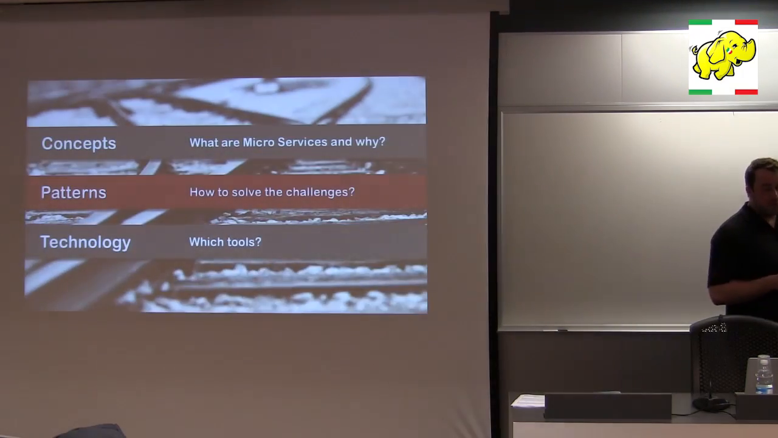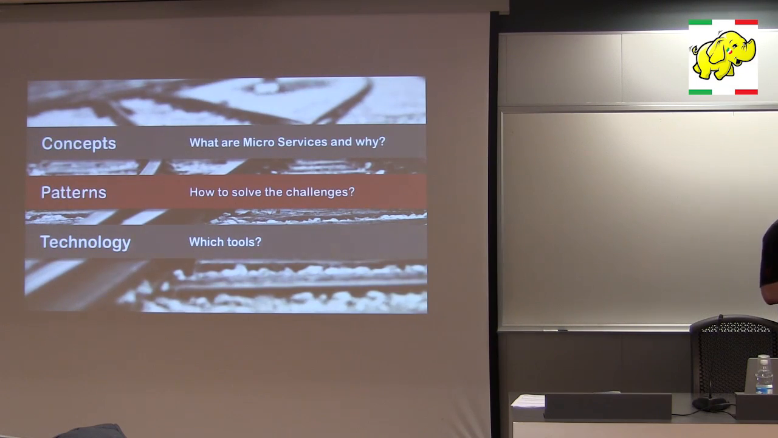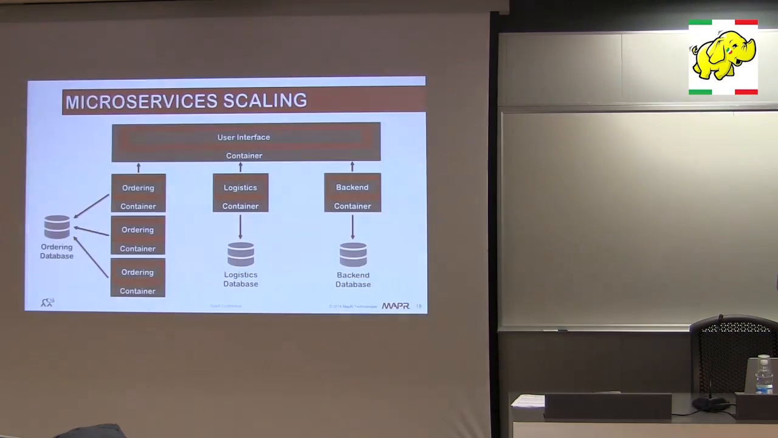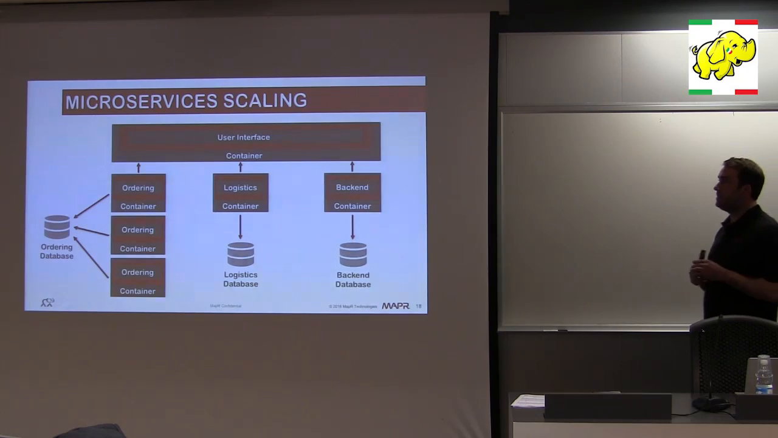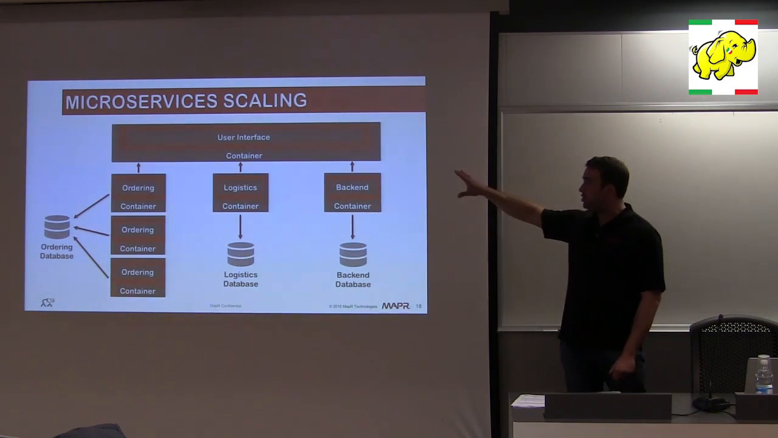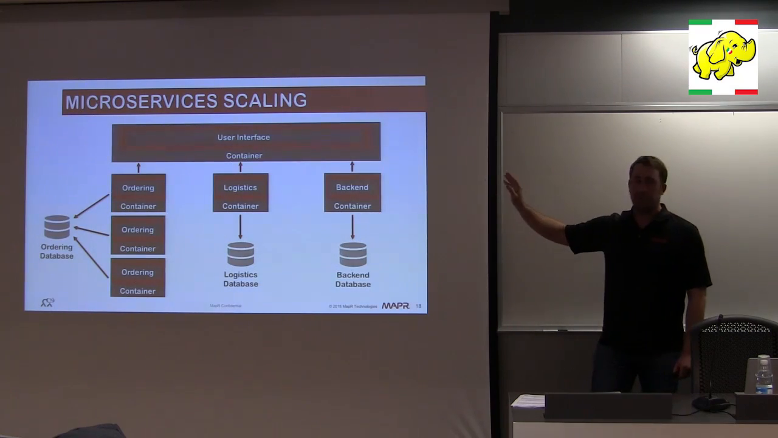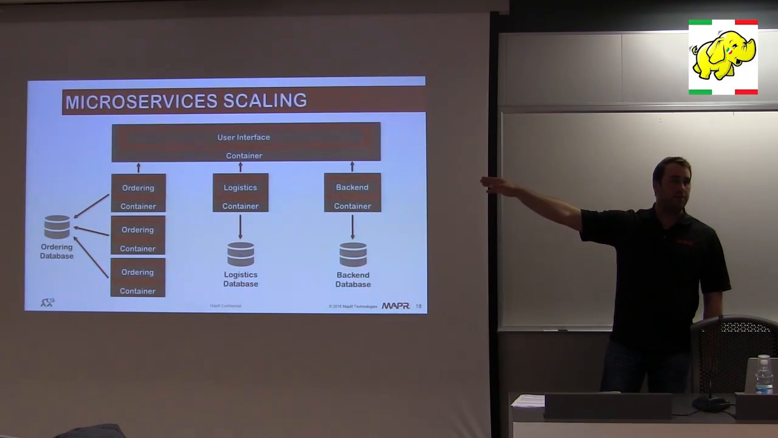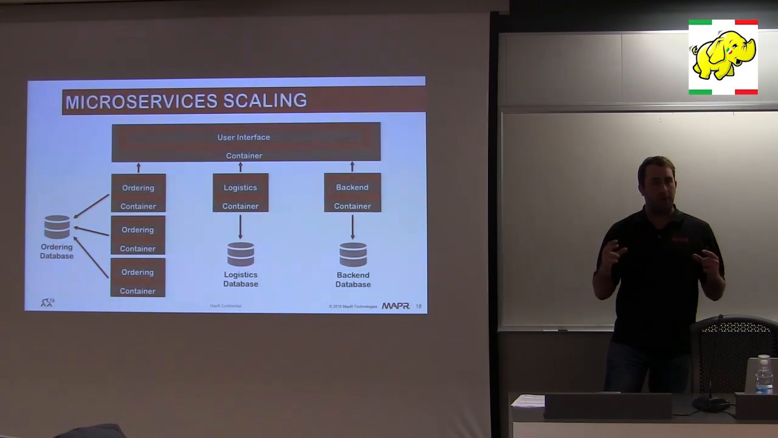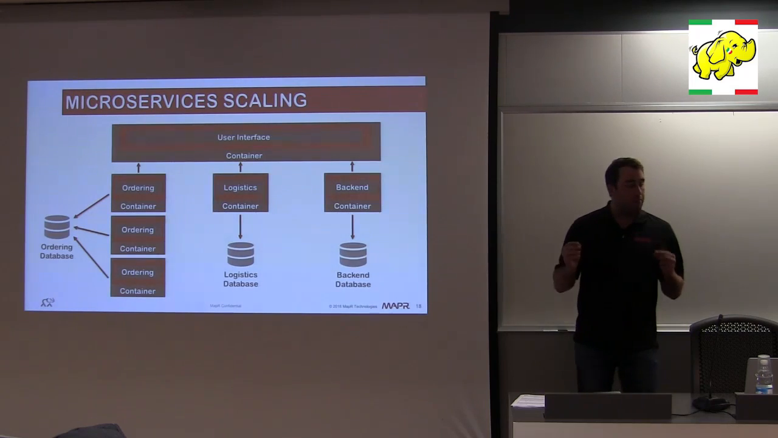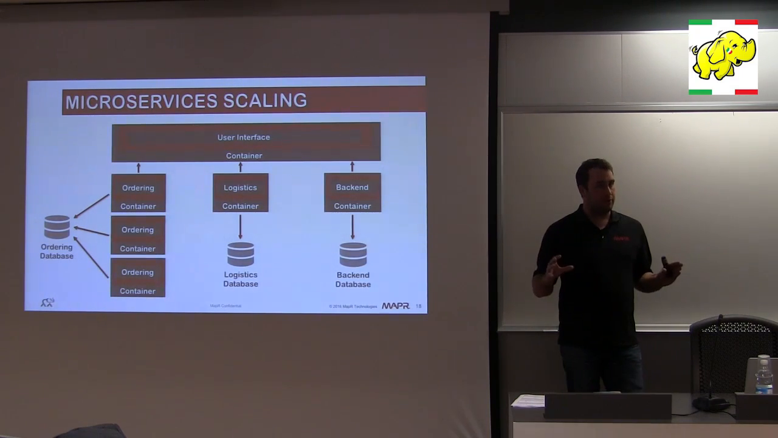Now, how do we solve these challenges? One way to solve them is microservices. What microservices are is a single application where all these different modules, the ordering module, the logistics module, the backend module, and the user interface module, talk to each other using APIs, but they can be scaled, operated, and programmed completely separately.